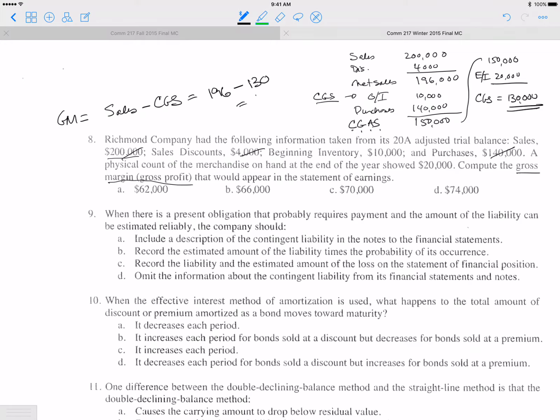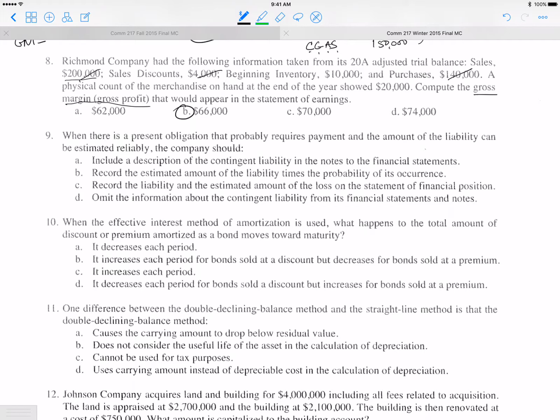Question 9 has to do with contingent liabilities. Here we have a present obligation that probably requires payment. These are the conditions. When it probably requires payment and the amount of the liability can be reliably estimated, the company should record the liability and the estimated amount on its balance sheet. So that is number 3, and you can read about that in your book.